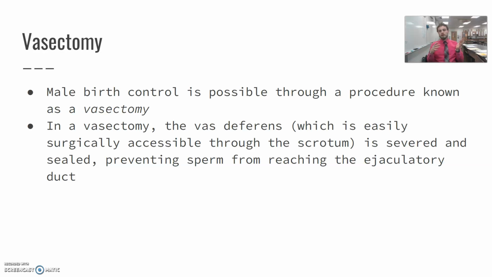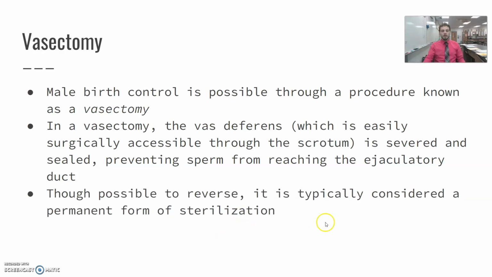From the vas deferens, they're unable to get to the ejaculatory duct or the urethra, and as a result, they basically are not ejaculated. It is possible to reverse a vasectomy, though typically surgeons will consider it a fairly permanent form of sterilization. They do not suggest getting one reversed.